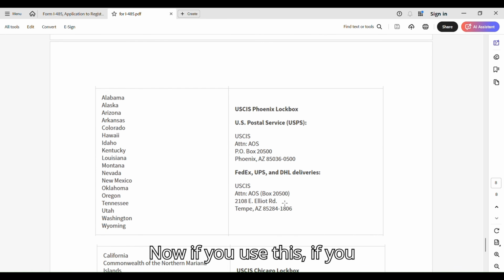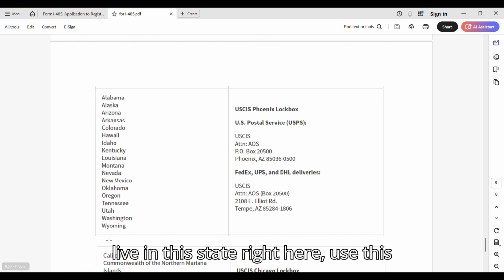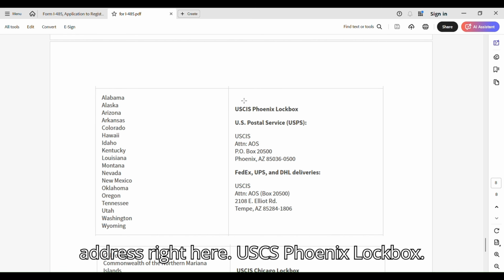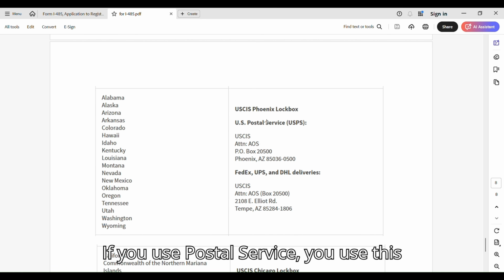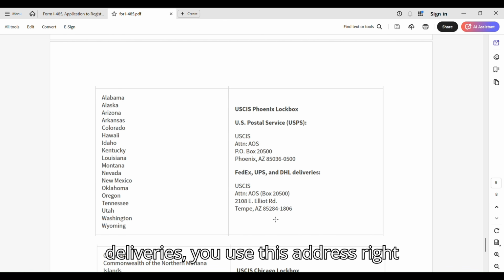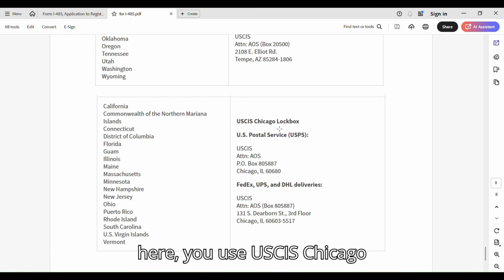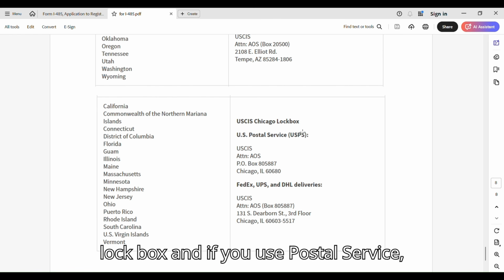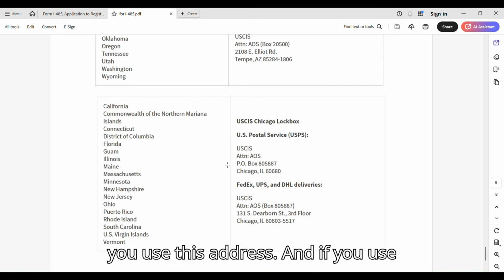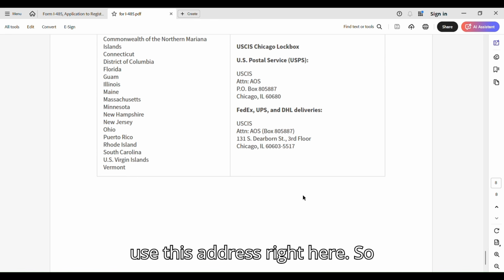If you live in this state right here, use this address right here, USCIS Phoenix Lockbox. If you use Postal Service, use this address right here. If you use other deliveries, you use this address right here. If you live in this state right here, you use the USCIS Chicago Lockbox. If you use Postal Service, you use this address, and if you use FedEx, UPS, or DHL deliveries, you use this address right here.